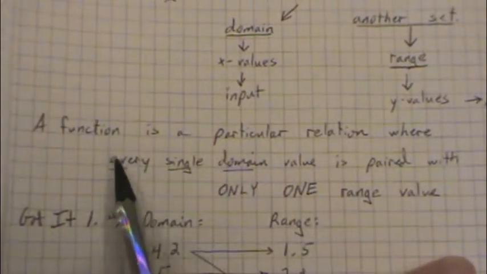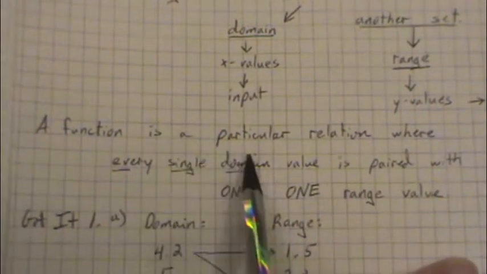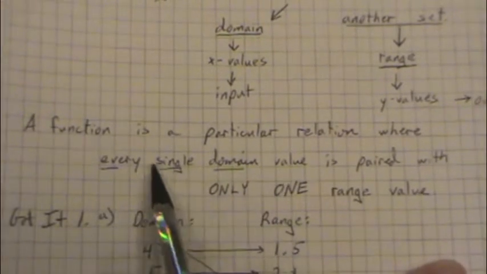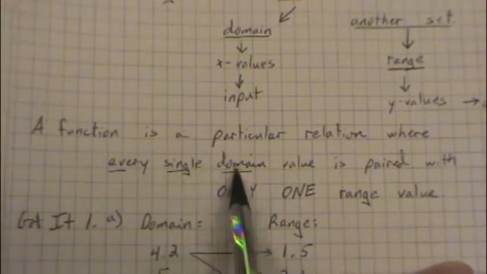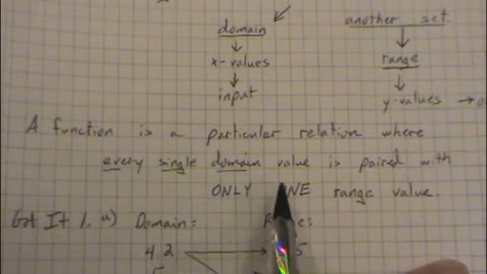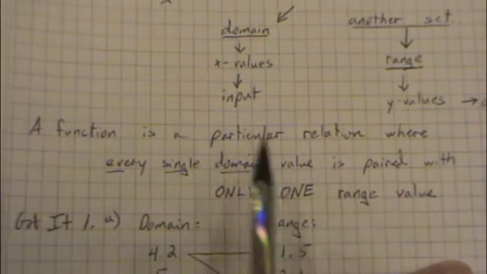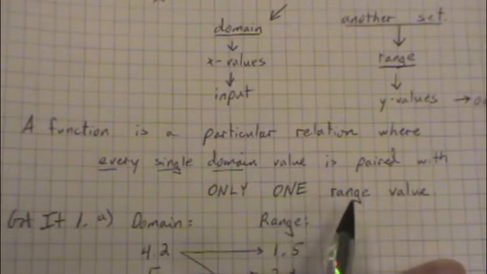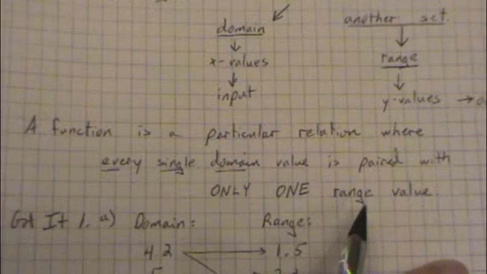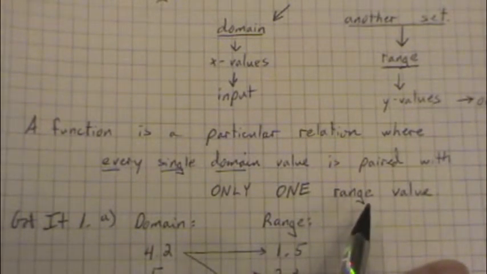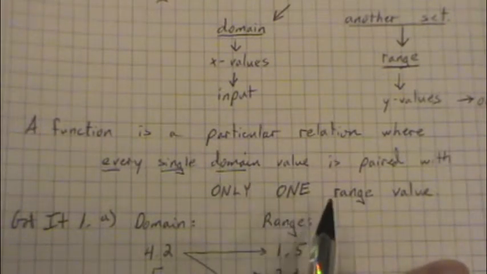Now, this is going to be important. A function is a specific kind of relation where every single domain value, every single x value, is paired with only one range value. For every single x, there is only one y. Notice that I'm not saying the opposite of that. For every x, there is only one y.